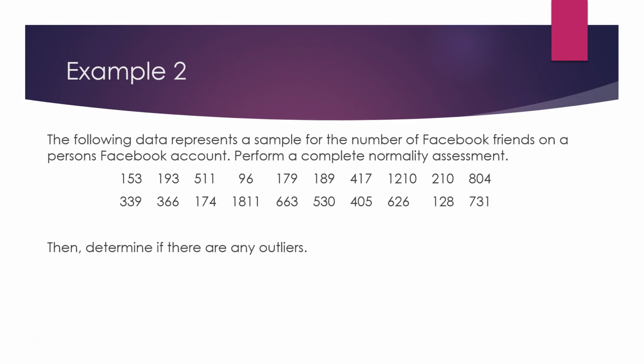So the next example, this is an actual sample that I performed. It's a number of Facebook friends on a person's Facebook account. Perform a complete normality assessment, and then determine if there are any outliers. I would pause the slide right here and make sure that you can go through all these data steps, and then search back into the previous section to remind yourself of how we determine what an outlier is.